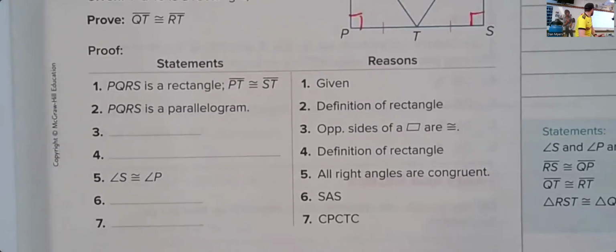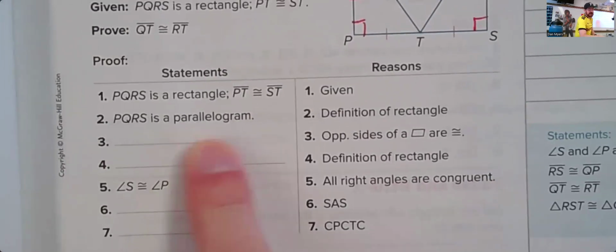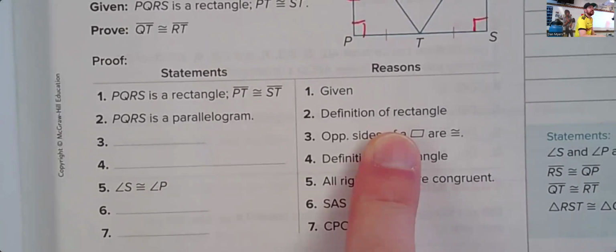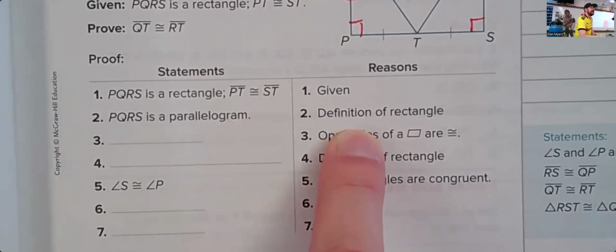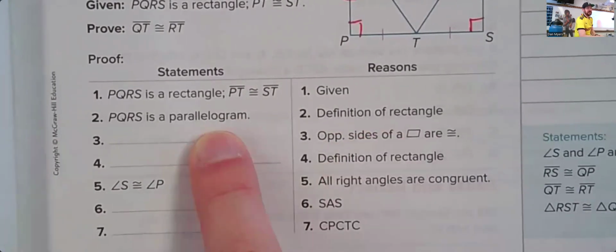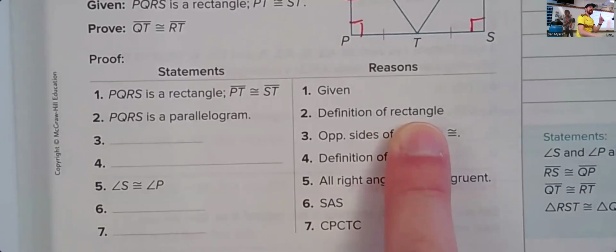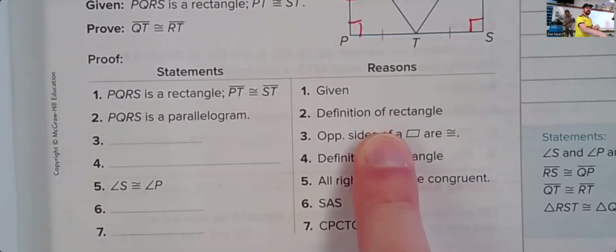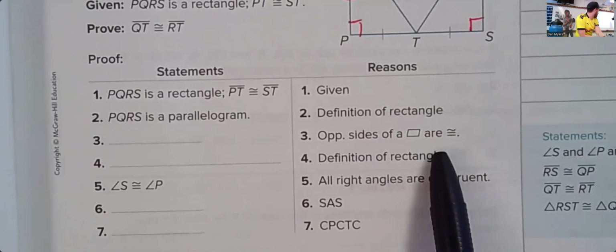So we're told that it's a rectangle. We're told that PT is congruent to ST. That's given. PQRS is a parallelogram, definition of a rectangle. Why is that? Kind of weird, isn't it? It says PQRS is a parallelogram by the definition of a rectangle. Yeah, every single rectangle is a parallelogram. Therefore, by the definition of a rectangle, this has to be a parallelogram. It does not work the other way around. We can't say it's a rectangle because it's a parallelogram, but we can say it's a parallelogram because it's a rectangle.